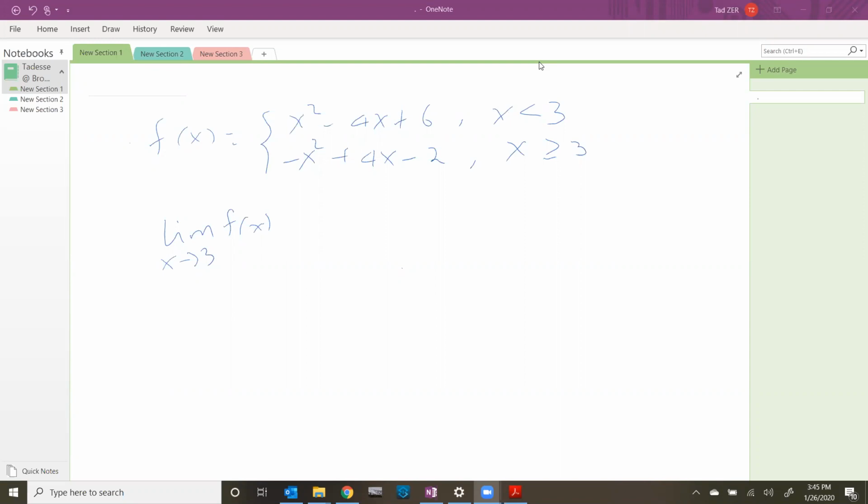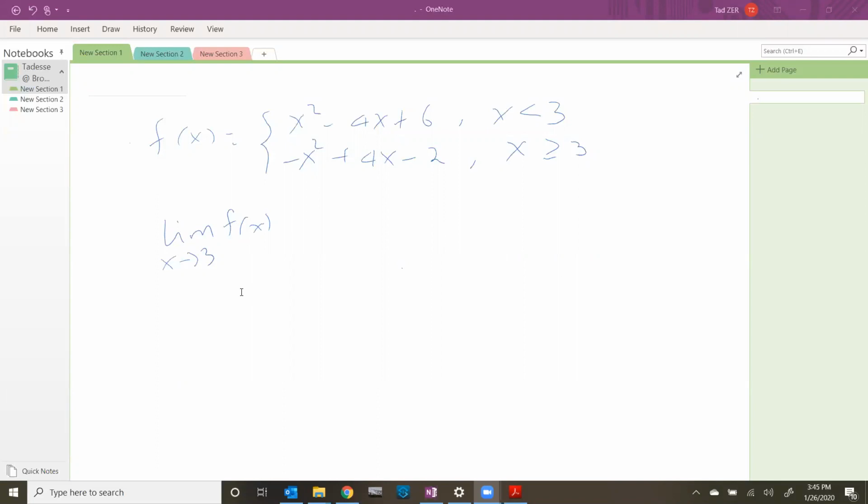In this video, we'll be looking at some limit examples for piecewise functions. The example says, for a piecewise function f of x equal to x squared minus 4x plus 6 if x is less than 3, and negative x squared plus 4x minus 2 if x is greater than or equal to 3, we want to find the limit of this function as x approaches 3.